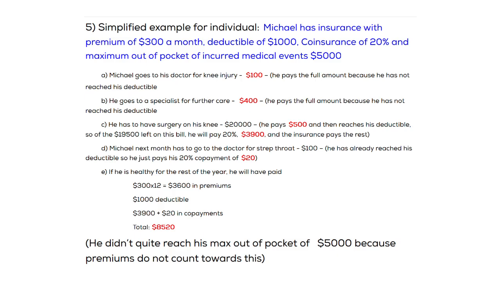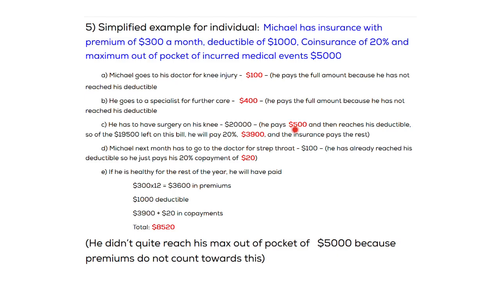All right, so let's look at Michael's year. Michael goes to the doctor for a knee injury. His doctor charges $100 for an office visit, and he's going to pay that full amount because he hasn't reached his deductible. Now the doc says, ooh, this looks pretty bad, you've got to go to a specialist. The specialist has a $400 office visit fee. He's still paying that because he still has not reached his deductible. Now the specialist says you've got to have surgery. His surgery is going to cost $20,000.